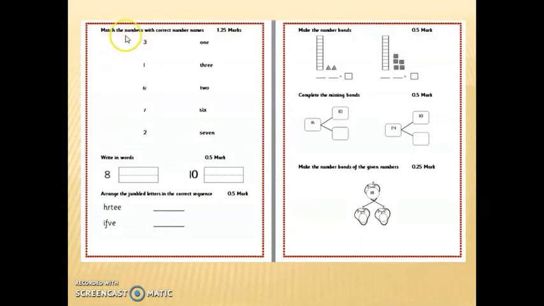In question 13, match the numbers with the correct number names. In question number 14, write in words of the given numbers. Question 15, arrange the jumbled letters in the correct sequence. In question 16, make the number bonds by using these pictorial representations. In question 17, complete the missing number bonds. In question 18, make the number bond of the given number. Dear students, these questions come under the area of numbers.